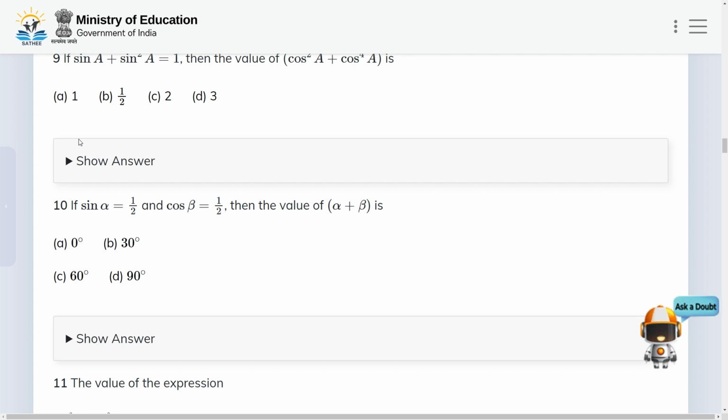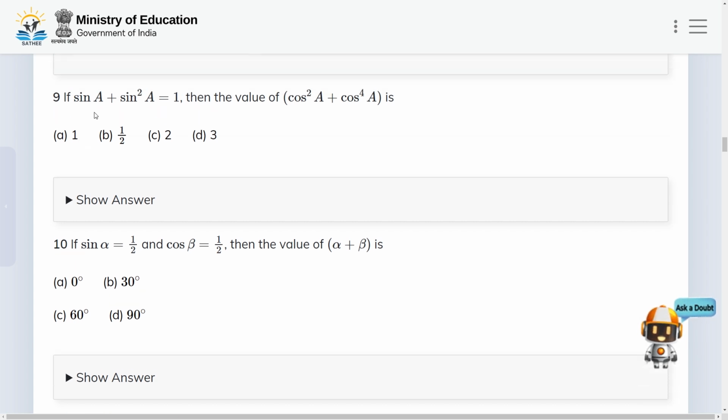So in the next question, we have: if sin A plus sin square A is equal to 1, then the value of cos square A plus cos to the power 4A is what?